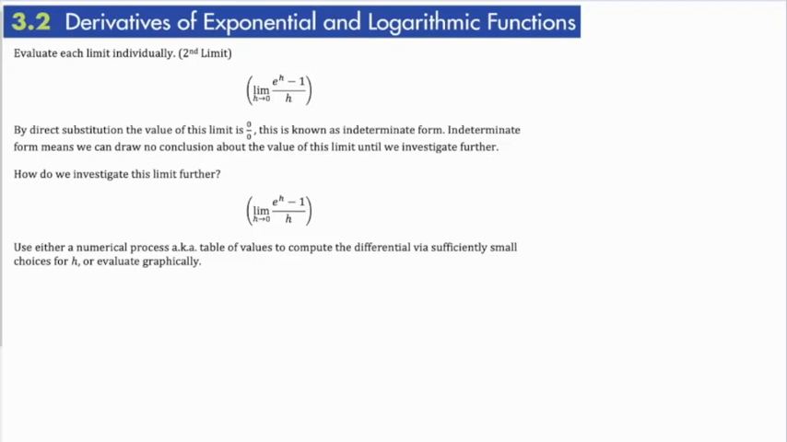So now we have to evaluate the other limit. The limit as h goes to 0 of e to the h minus 1 all over h. Well, this would give us e to the 0 minus 1 over 0, which would be 1 minus 1 over 0, which would be 0 over 0, and this is indeterminate form. So we can't use direct substitution. Direct substitution fails.